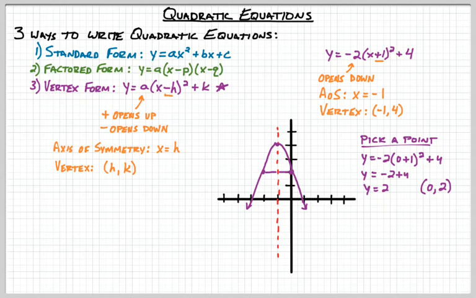Now, of course, you could find the x-intercepts as well. You could multiply this out. You could use the quadratic formula. You could set y equal to 0 and find out exactly where they go across. But again, I'm just trying to get a quick sketch. So all I need is really 3 points to get that for me.